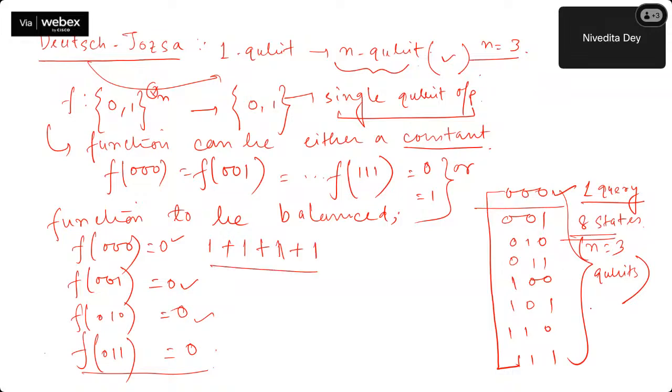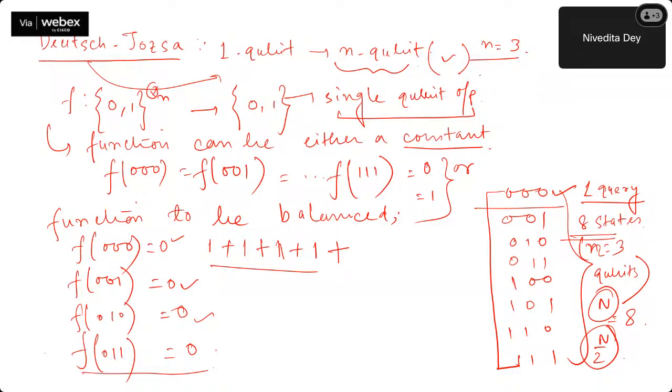So out of n states, where n is the number of states and small n is the number of qubits, here n is equal to 8 basically. So 4 queries I have already made, that is n by 2 queries. And even now, I am unable to say whether it is balanced or constant. But assuming that it can be either balanced or constant, there is no other possibility, it is completely exhaustive.